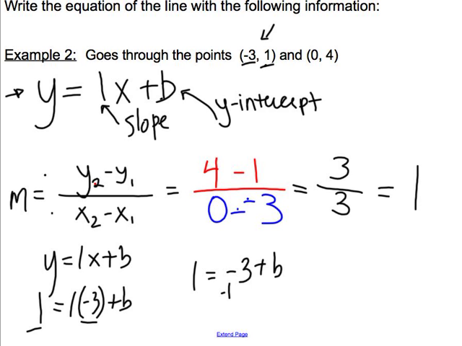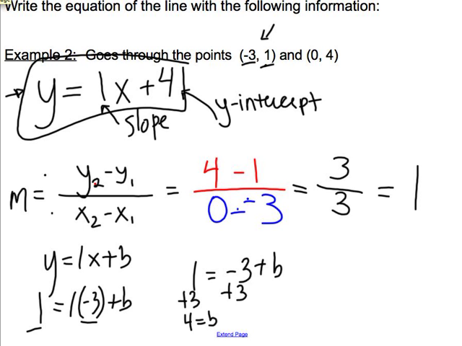Solving for b, I get an answer of 4. b equals 4. Now I have my y-intercept, and I can finish my rule. So my rule becomes y equals 1x plus 4. So that's the answer you would give on your paper for this, the equation of the line that goes through these 2 points, because we found the slope and we found the y-intercept.